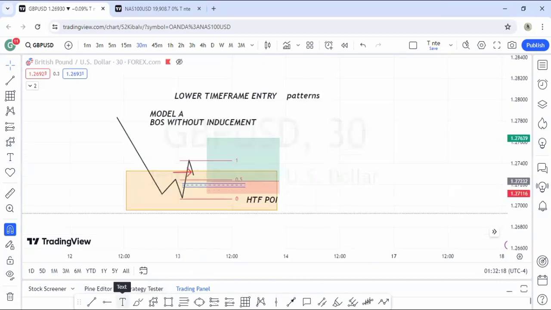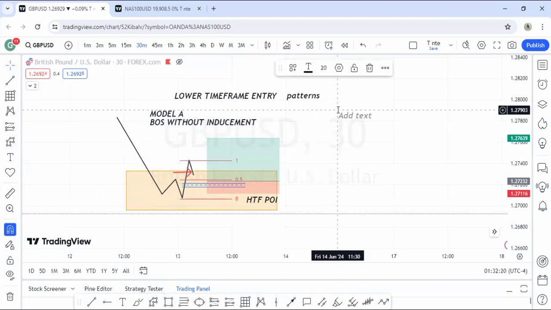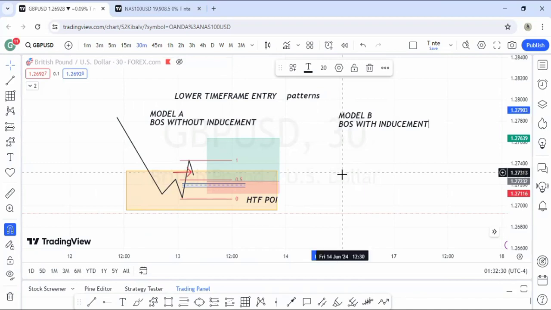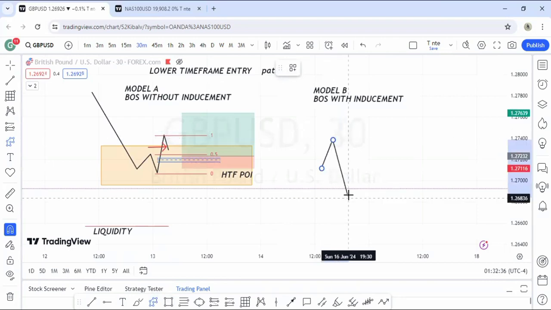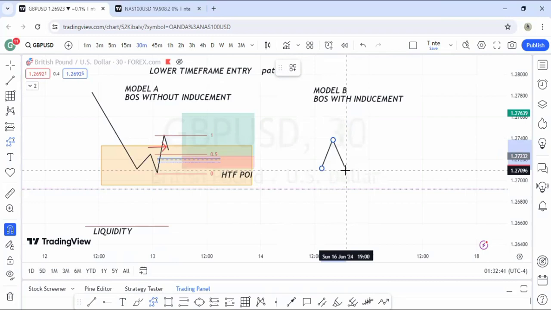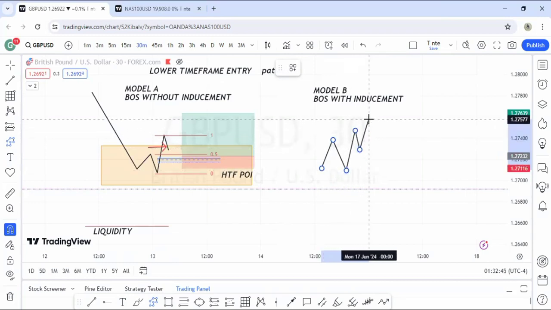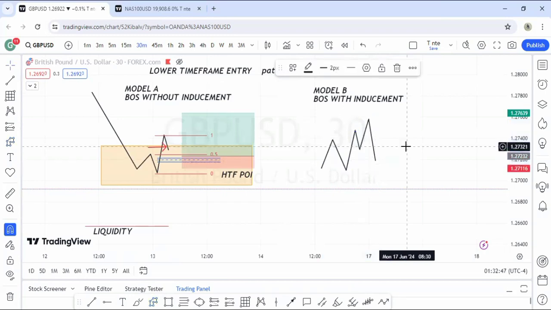Now, model B, which is the last one I'm teaching you guys, actually 5 I use. I'll teach you guys only 2. So model B is the BUS with inducement, right? So this one has some kind of trick to it. So the only difference here is that price does something like this, hits your POI, right? Market hits a POI and then creates some kind of inducement before coming towards the original entry. Right? This is also a very nice one.